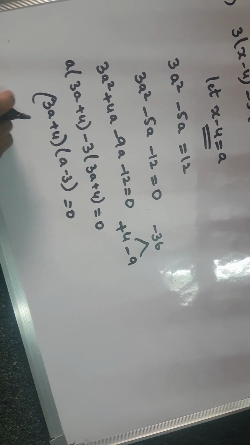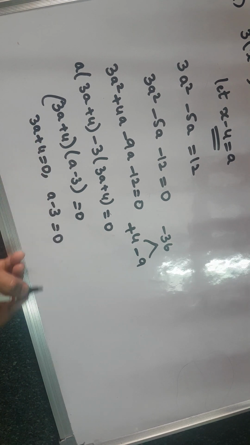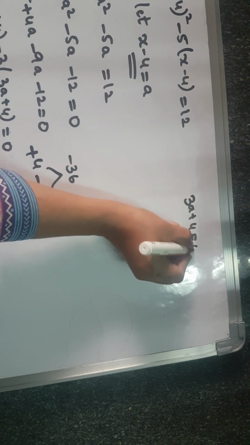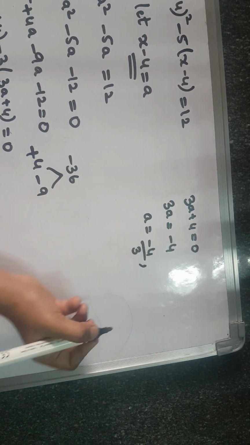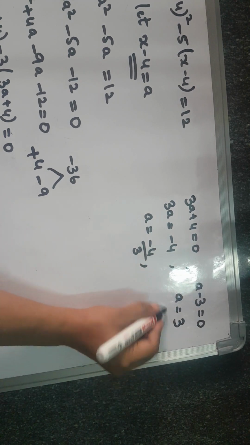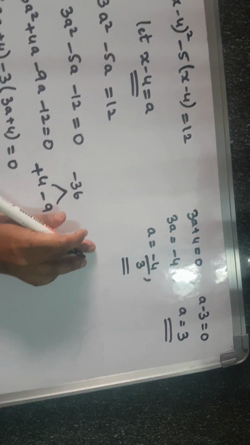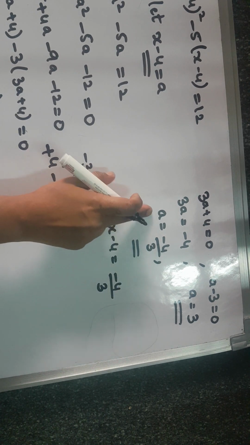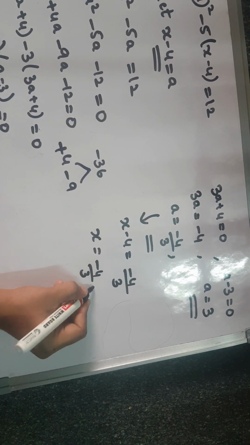This is the linear equation that forms, means 3a plus 4 equals 0 and a minus 3 equals 0. Now what is the value of a? 3a plus 4 equals 0, means 3a equals minus 4, a equals minus 4 by 3. And here also a minus 3 equals 0, means a equals 3. Now in the first equation we have taken x minus 4 equals a. So I am writing here x minus 4 equals minus 4 by 3. Now what is the value of x? It becomes minus 4 by 3 plus 4.